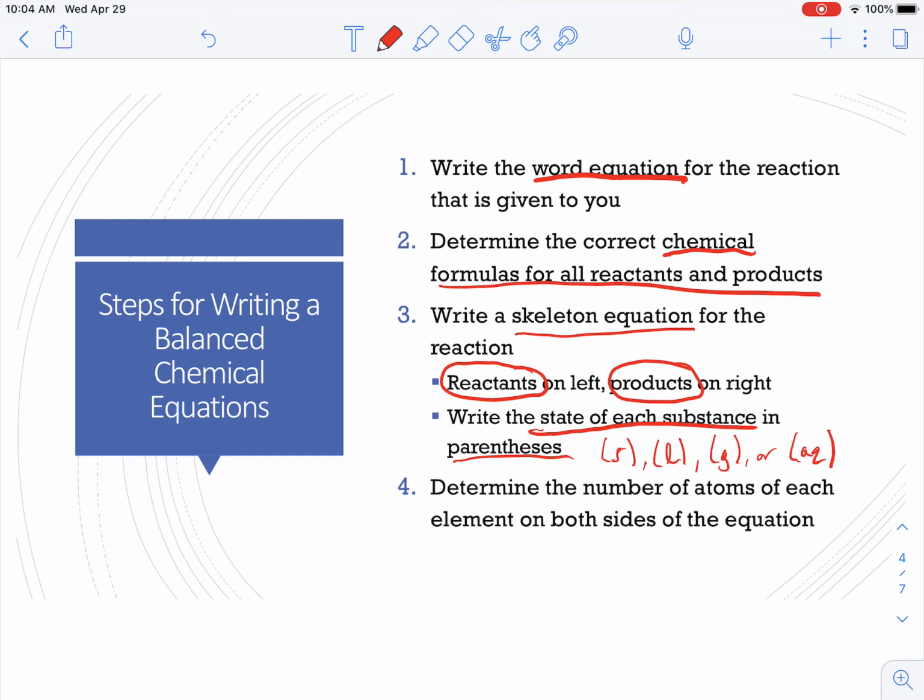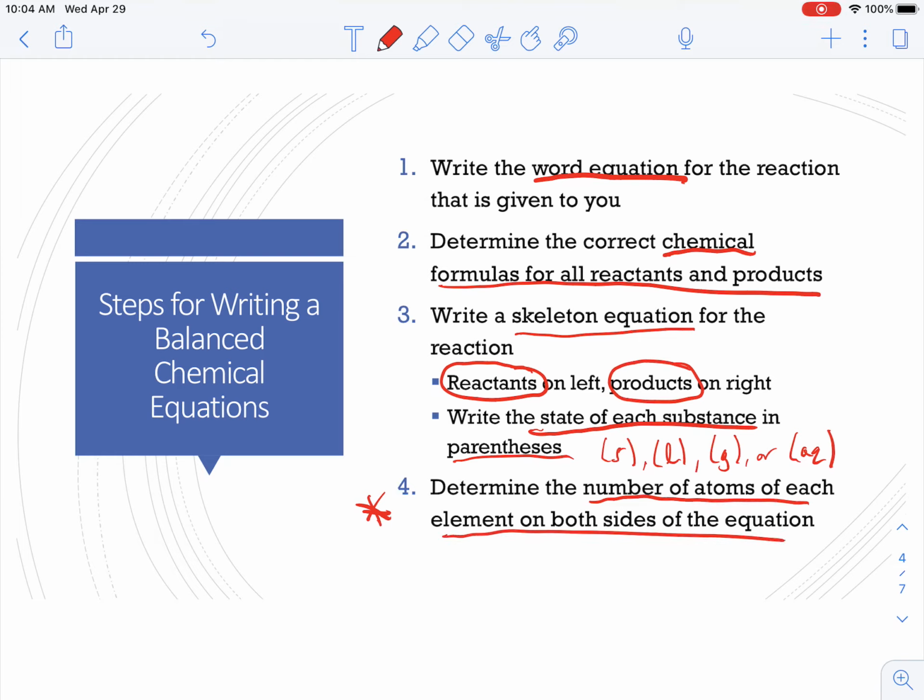From there, step 4, and step 4 is probably going to be the most important one. This is the one where you're really going to want to show your work on these problems: we want to determine the number of atoms of each element on both sides of our equation. Once we determine that, we're going to want to balance our coefficients, balancing these elements one at a time by adjusting our coefficients.